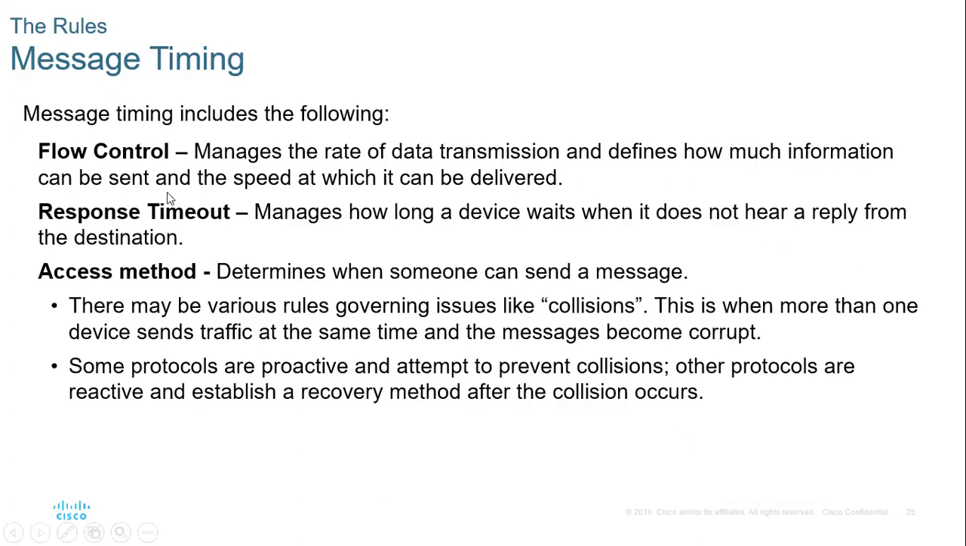much information can be sent and the speed at which it can be delivered. That means it manages the rate of data transmission, and defines how much information, how much data can be sent, and the speed at which it can be delivered. Response timeout manages how long a device waits when it does not hear a reply from the destination. Access method determines when someone can send a message.